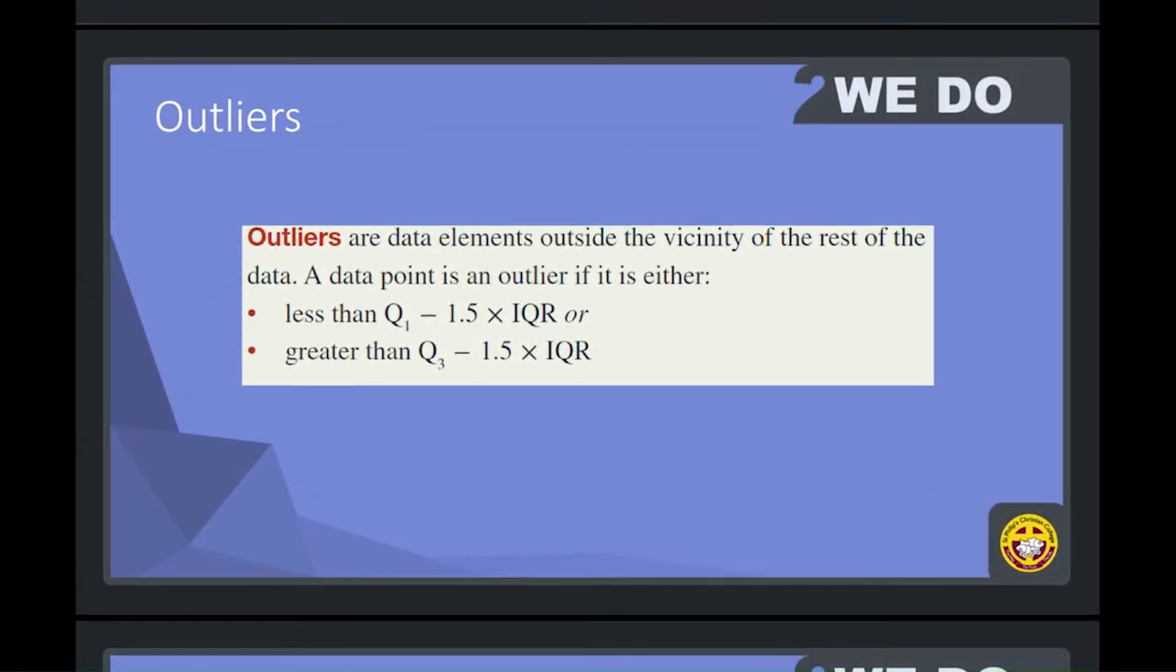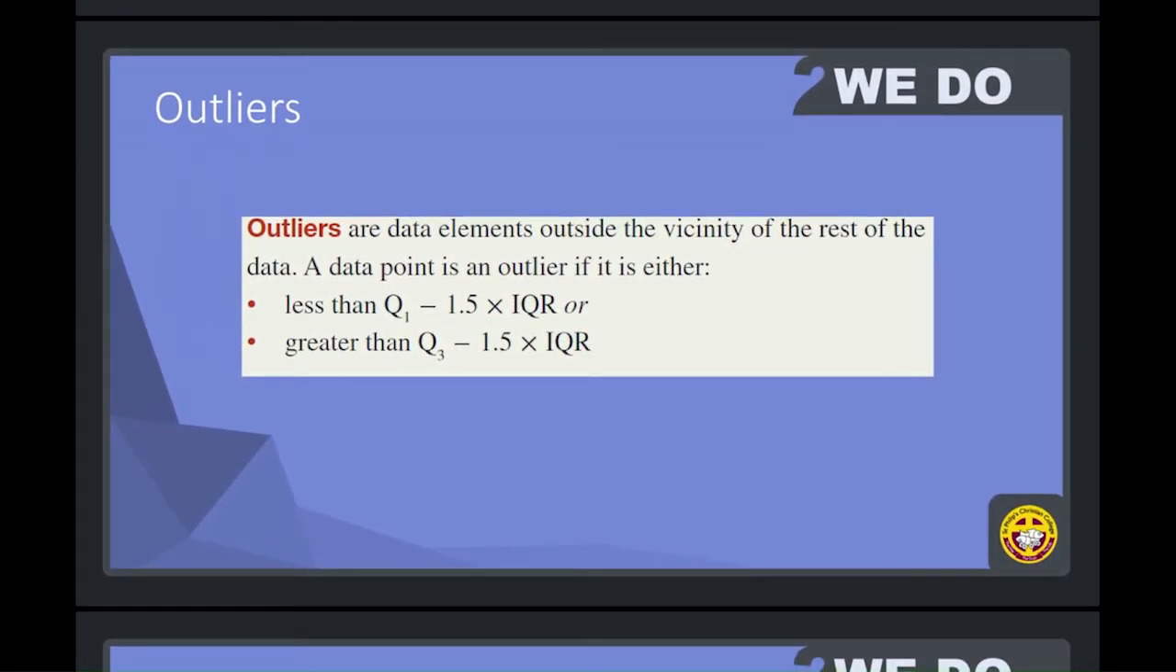Another new thing we have to deal with today are these things called outliers. So I want everyone to write down under the heading outliers, basically these two lines. However, there is a mistake in this second one. That should be a plus.